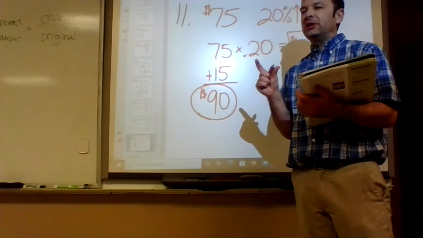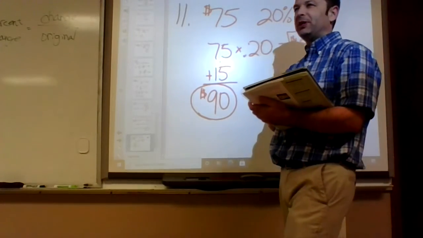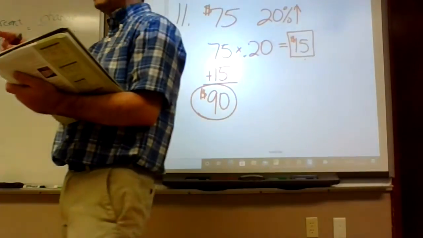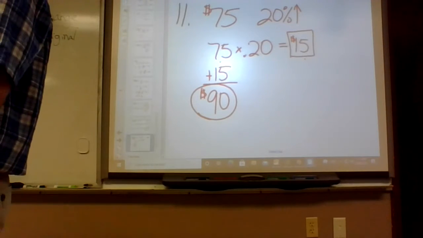So let's review what we just did on number 11. Are you guys looking at 11? Take a peek down there. What we did was 75 times 0.20. Listen, girls, this is not easy enough where you can just goof off. You have to listen to everything I'm saying. 75 times 0.20 gave us that third column, right?